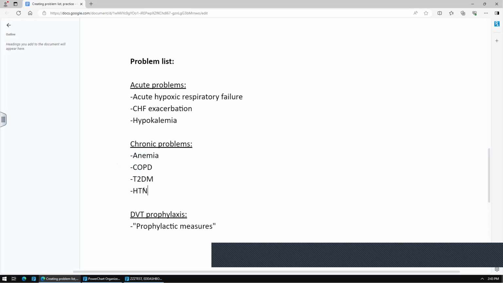You don't have to put in every single chronic problem. Like if they have depression for the last 40 years and they've been on Lexapro and that's stable, you don't necessarily have to put it in your problem list. But I would generally include any cardiopulmonary issue, anything that would complicate the hospitalization or make the patient more high risk. So that's that.